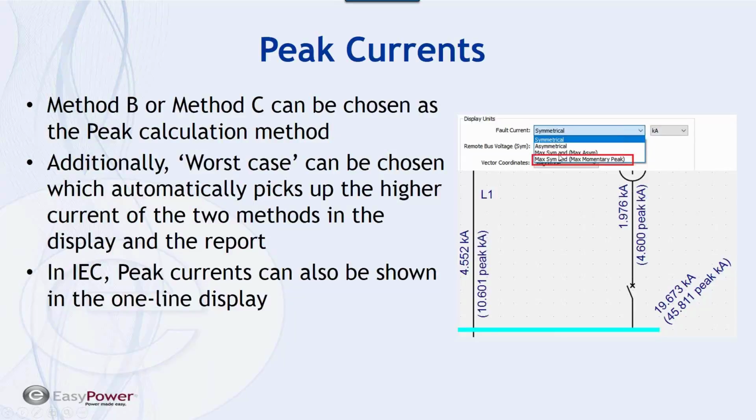And you can also look at the maximum symmetrical and maximum asymmetrical. So if you see parentheses, what it means is that the value within parentheses is the max asymmetrical, or for this case, max peak value.